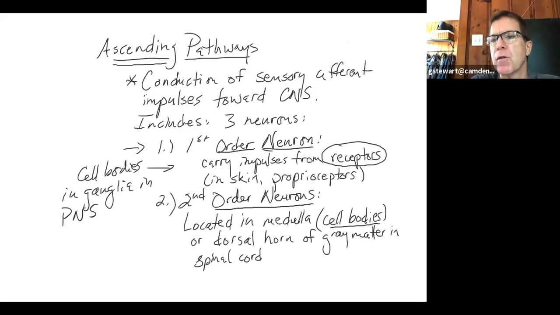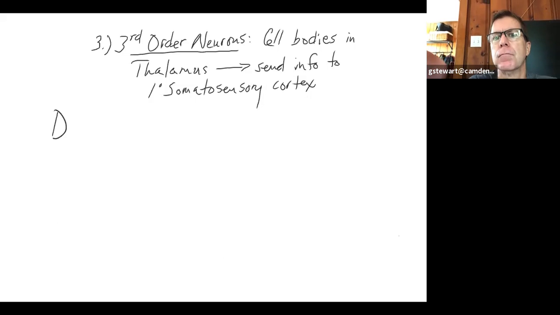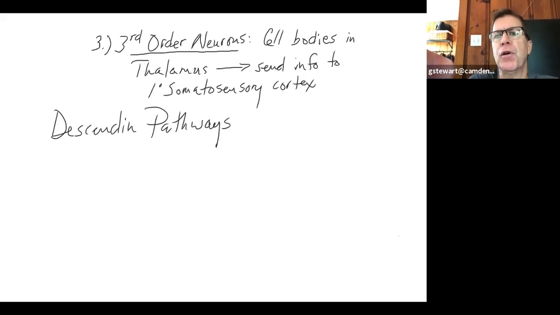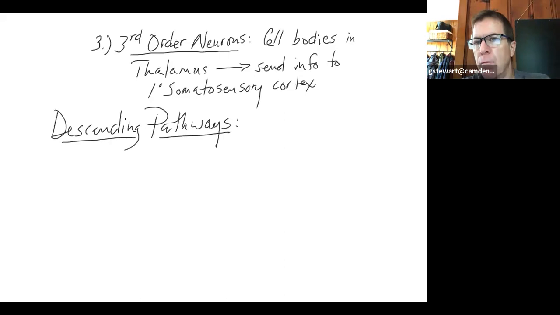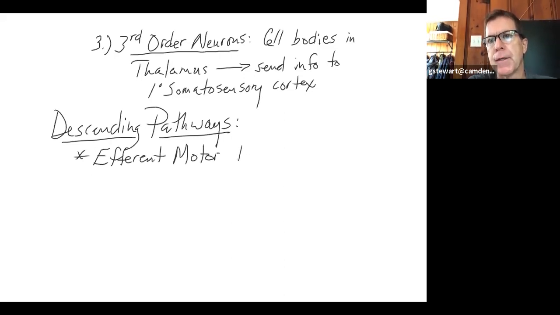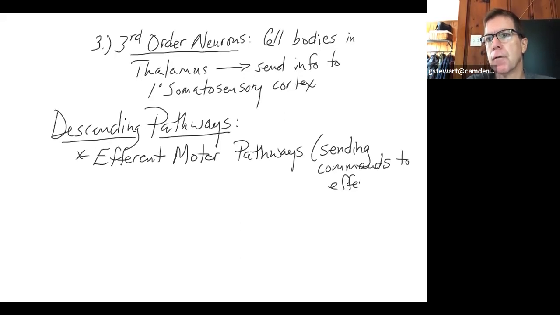Okay, so we used ascending pathways. I'm just going back to the board. Now I'm going to do descending pathways. Let's talk about these briefly for a minute. Your book uses somatic examples, so I'll try to stick to that. Somatic meaning to voluntary skeletal muscles. So this would be efferent motor pathways. Think not sensory coming in, but sending commands to effector organs. Okay?